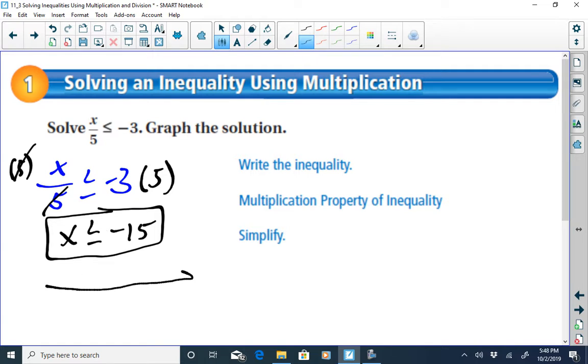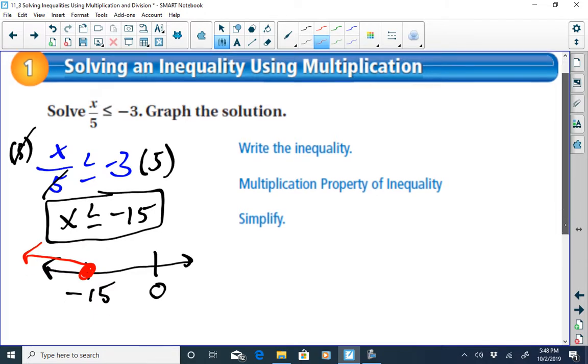When we're graphing the solutions on a number line, we want to locate 0 on the number line, and negative 15 is going to be to the left of 0. We have a closed circle, so I want to fill in that circle, and the solutions go to the left. Let's check a value to make sure that it's true. I want a value that's less than negative 15. Let's try negative 20. If I replace x with negative 20, negative 20 divided by 5 would be negative 4. Is negative 4 less than or equal to negative 3? Yes, it is. So I feel comfortable that the solution set is correct.